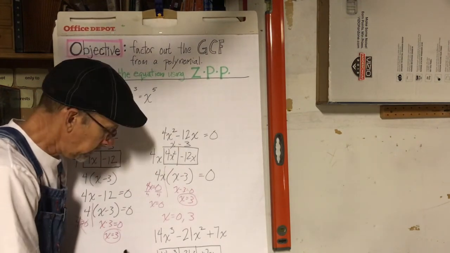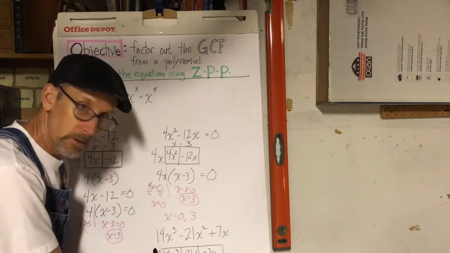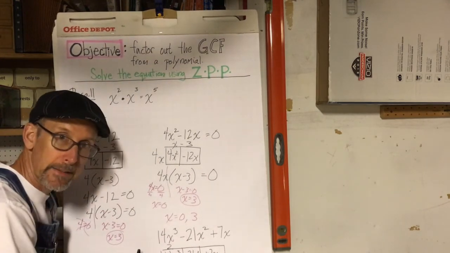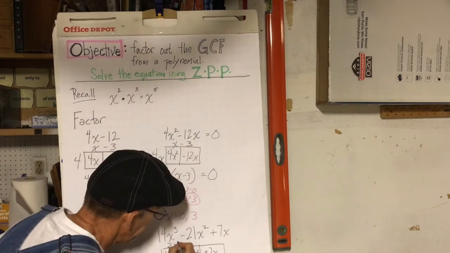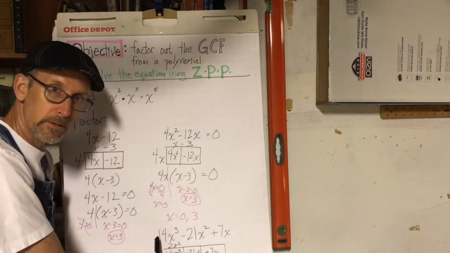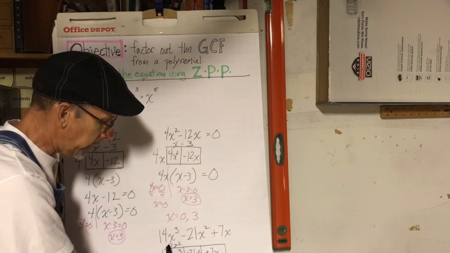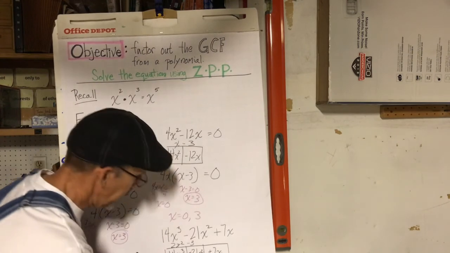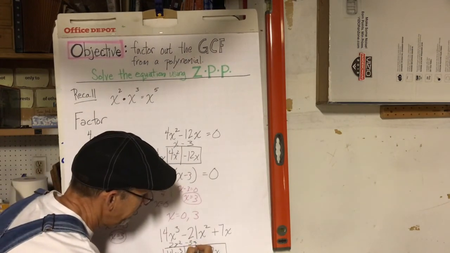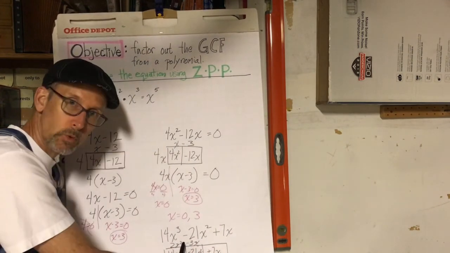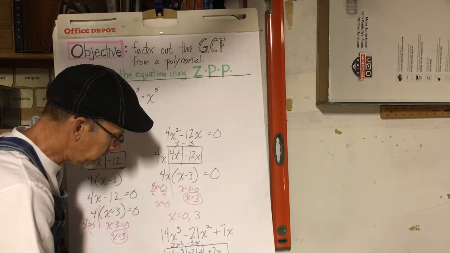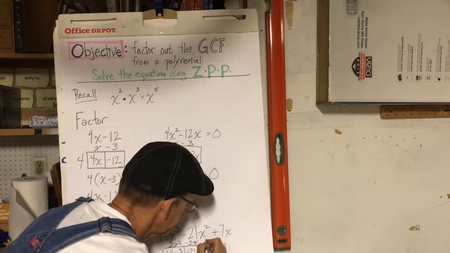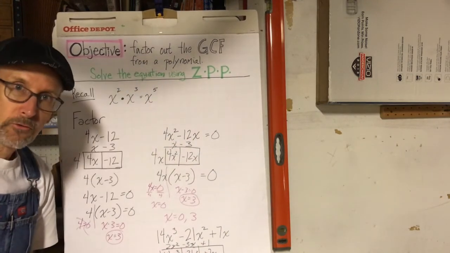7x times what gives me 14x cubed? Well, 7 times 2 is 14. X times x squared gives me 14x cubed. 7 times what gives me negative 21? Well, negative 3. X times x is x squared. And 7 times what is 7x? Well, 7x times 1. So my factored form looks like this.